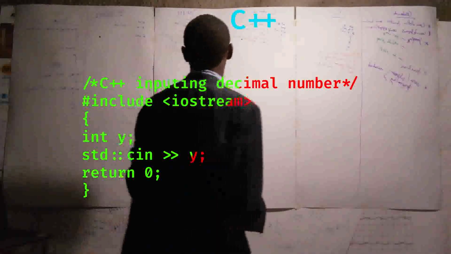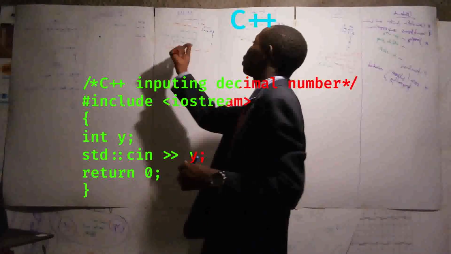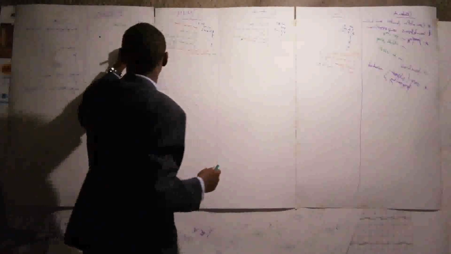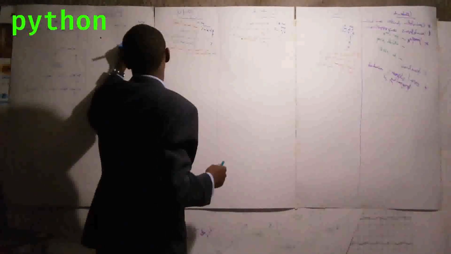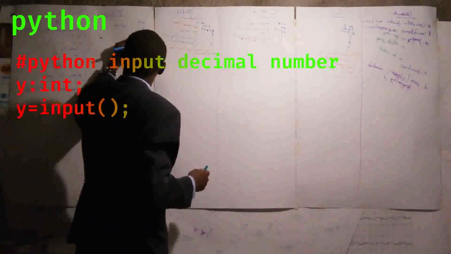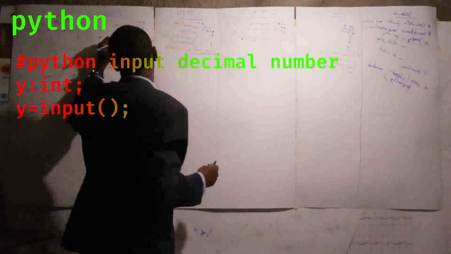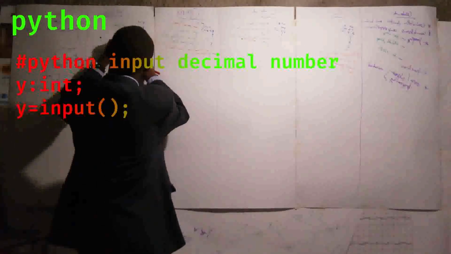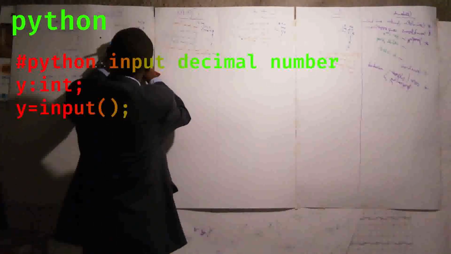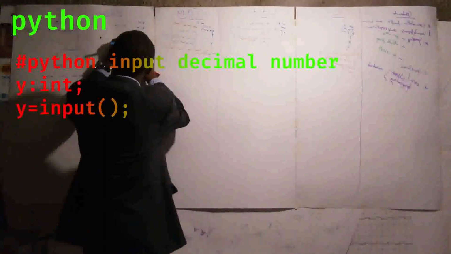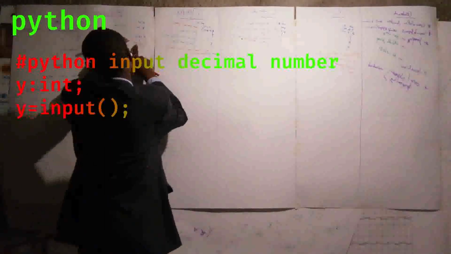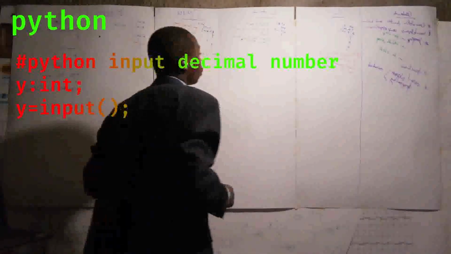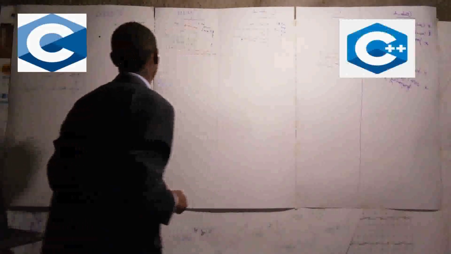In Java, we declare y in our main function. In Python, we declare the variable y equals input, and we wrap it in int to convert the input into an integer variable. This is how you do input and output for integers in C++, Java, and Python.